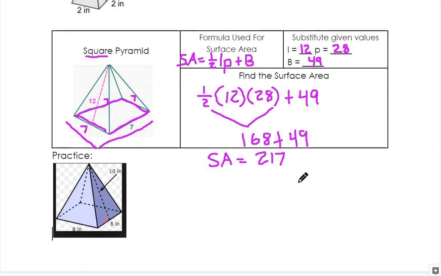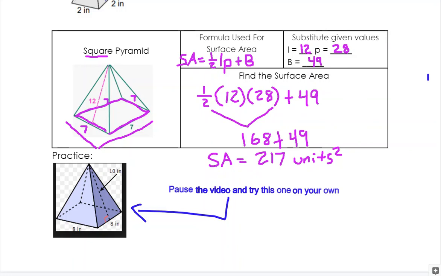217. And they don't have units of measure here, so we write units. And anything dealing with area, surface area or area, is always units squared. So if it says inches, like this practice one you're about to do, that'd be inches squared. If it said feet, it'd be feet squared, right? Area is always squared, volume is always cubed. Okay? All right, so that's how we do surface area of a pyramid. So you have to find the slant height, the perimeter, and the area of the base.